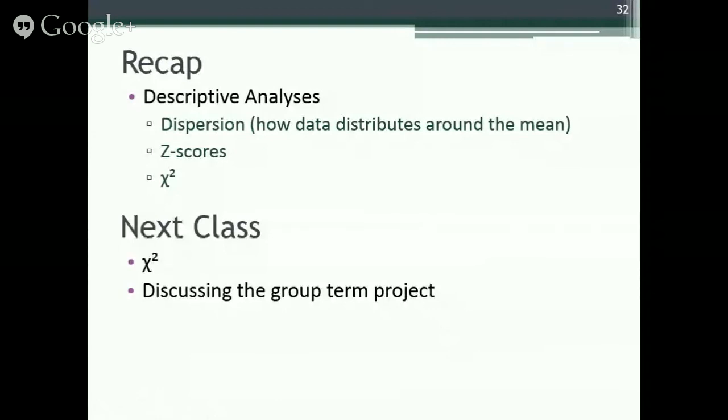All right, so again, we talked about dispersion, how data distributes about the mean, standard deviation, variance. We talked about z-score, so getting variables standardized in standard deviation terms so we can compare it to the rest of the population. We can also find out whether there are outliers. And we also talked about chi-square statistic. We talked about using it for two reasons. One was to determine whether or not our data fits our expected hypothesized data versus our actual sample data, using categorical variables and frequency counts, and then we're going to talk a little bit next time about testing relationship between categorical variables. And again, we'll talk about the term project.